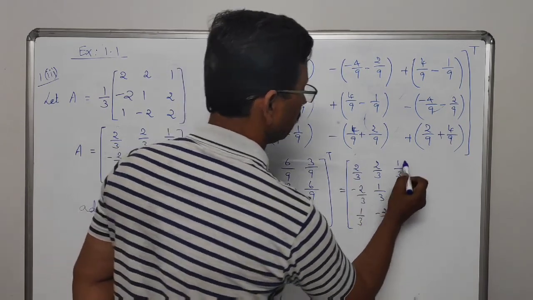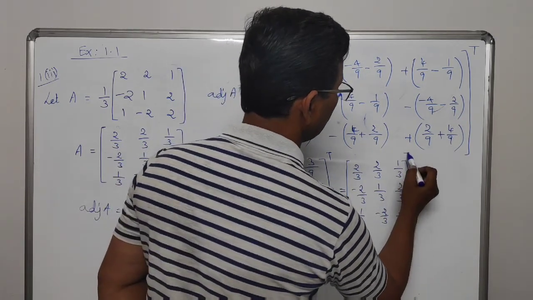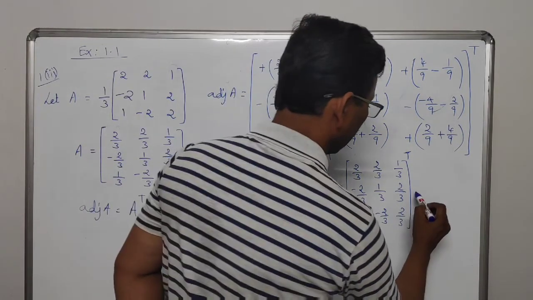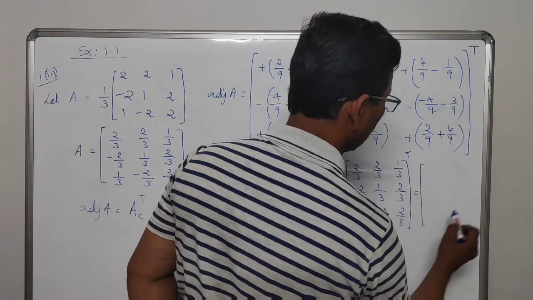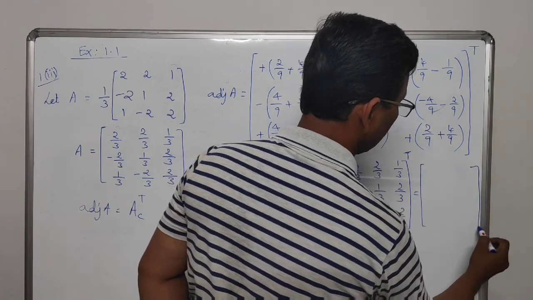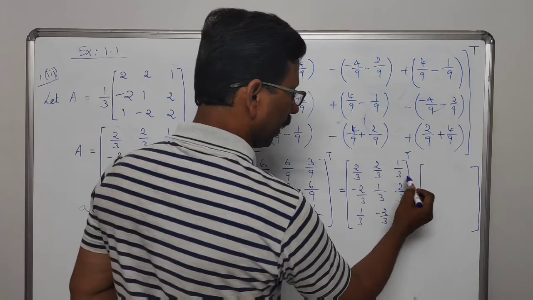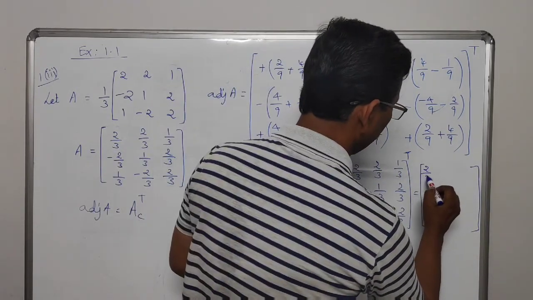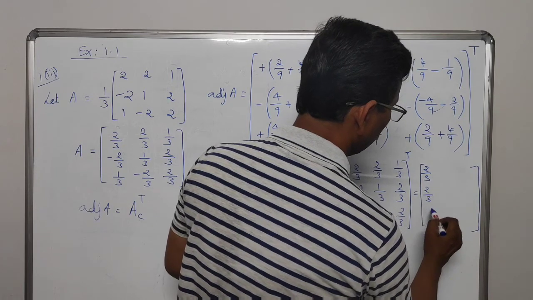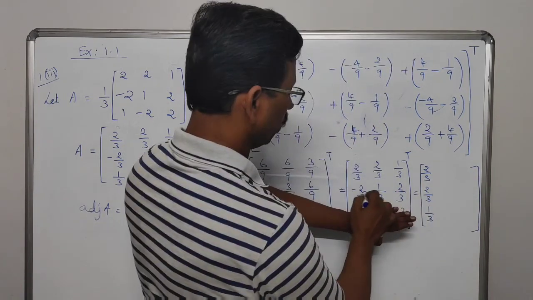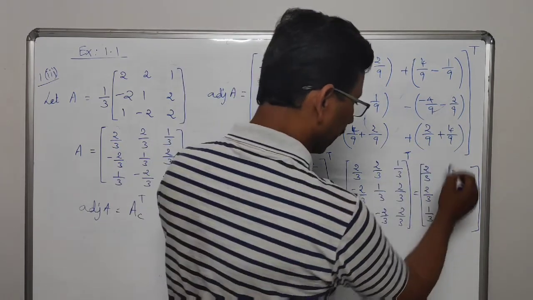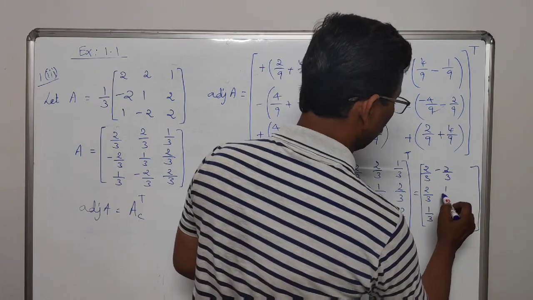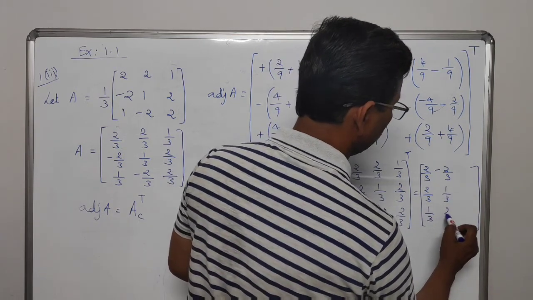For this matrix, we have to take the transpose. Now, let us take this one directly. We know very well transpose means you have to interchange the rows and the columns. The first row becomes the first column, that is 2 by 3, 2 by 3, 1 by 3. Now the second row, minus 2 by 3, 1 by 3, 2 by 3, becomes the second column: minus 2 by 3, then 1 by 3, then 2 by 3.